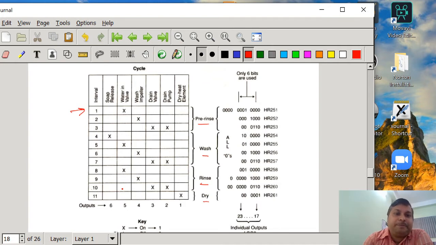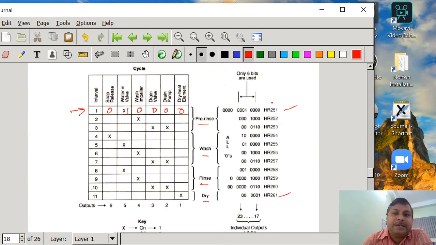Because once the pattern is identified, then you will write this pattern to a corresponding register. So we have chosen 11 registers, that is HR251 to HR261, where to perform each step, we have written the pattern. What is the pattern? Here it will be 0 0 0 0, and this will be 1, and this will be 0. So you see it is 0 0 0 0, and this 5th bit is 1, and all others are 0.